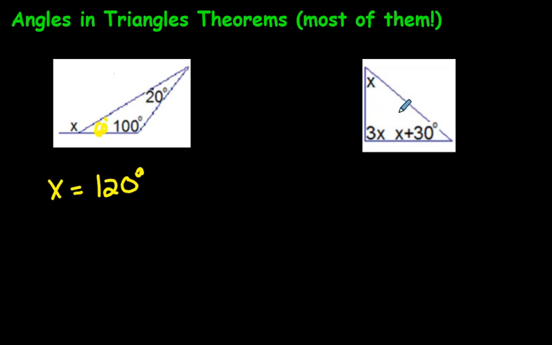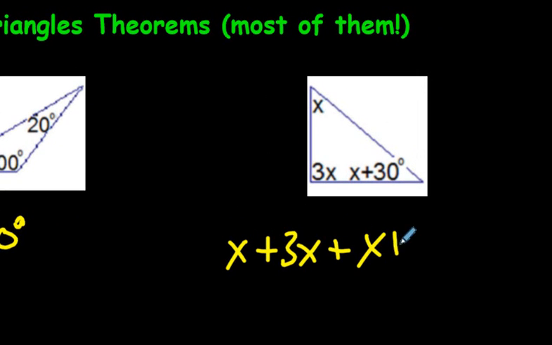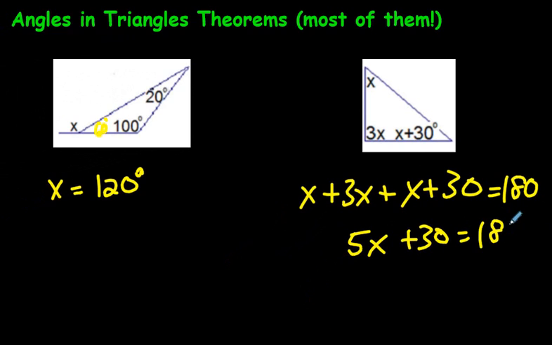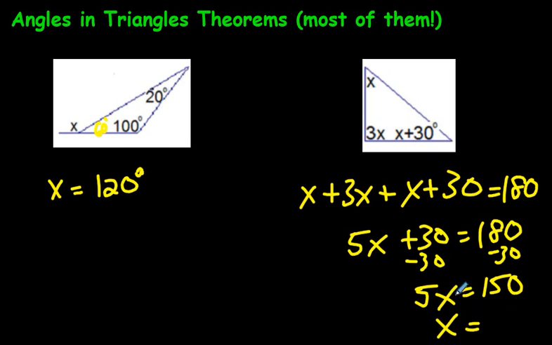This last triangle here, we know that all three angles in a triangle add up to 180 degrees. So x plus 3x plus x plus 30 is supposed to equal 180. Let's do some quick algebra. 3x plus x plus x, that's 5x, plus 30 is 180. Let's subtract 30 from both sides. So 5x is equal to 150, and you divide both sides by 5, so that should be 30.